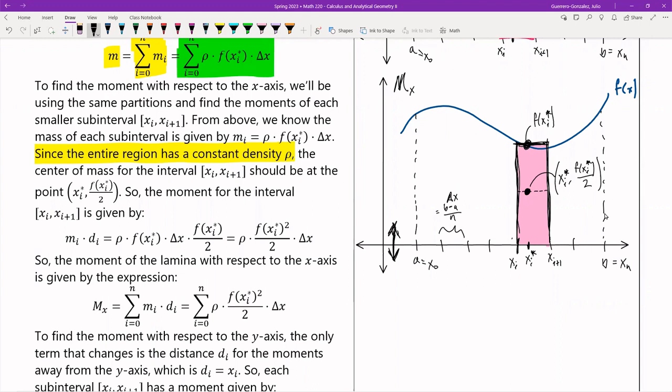So that means that for this strip right here, our moment for this ith strip should be the mass of the ith strip times, and let me move this a bit farther north, there we go. The moment for this ith strip is going to be the mass for the ith strip times some distance, and we're doing this, like I said, a distance away from the x-axis.